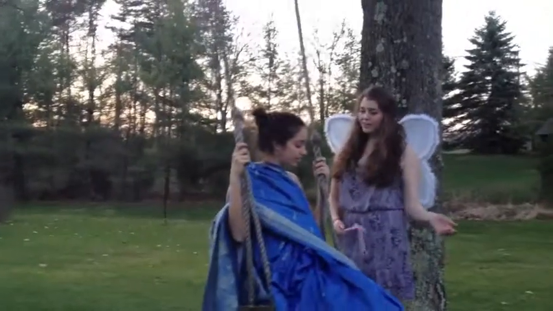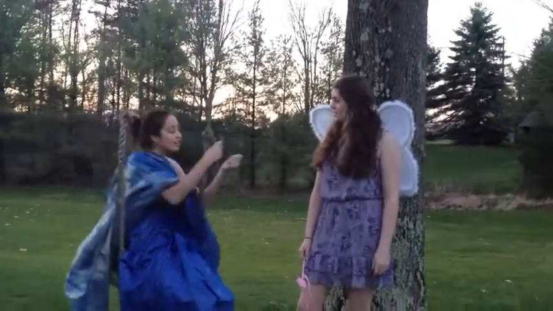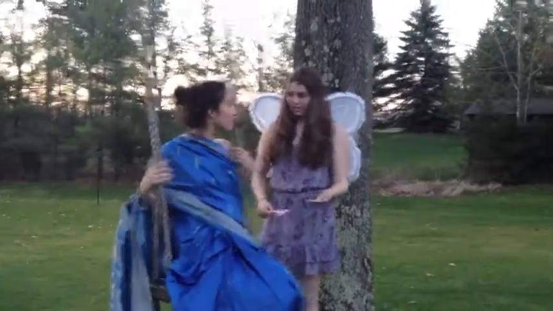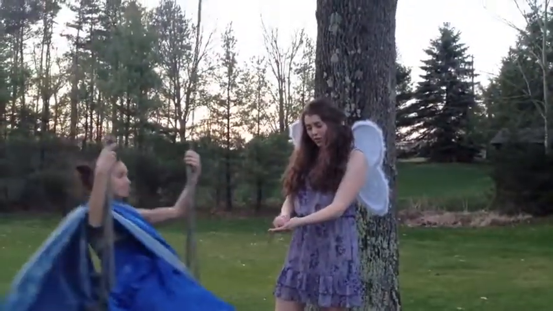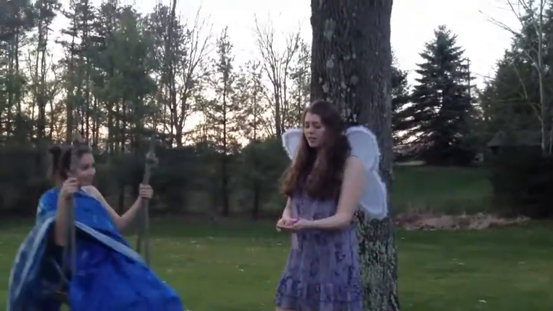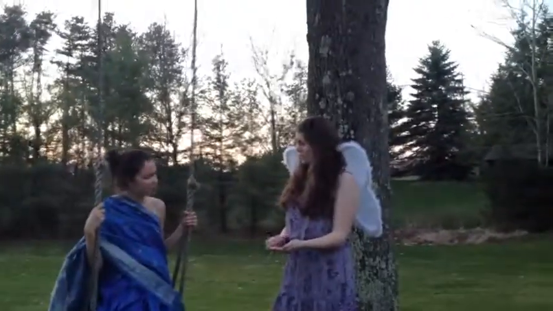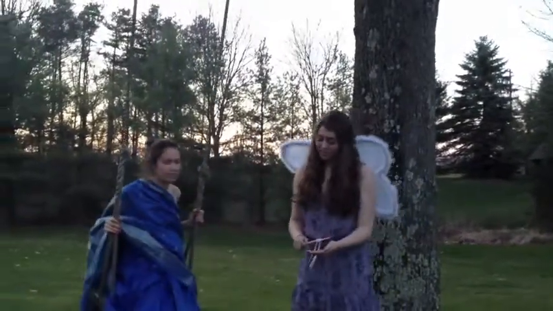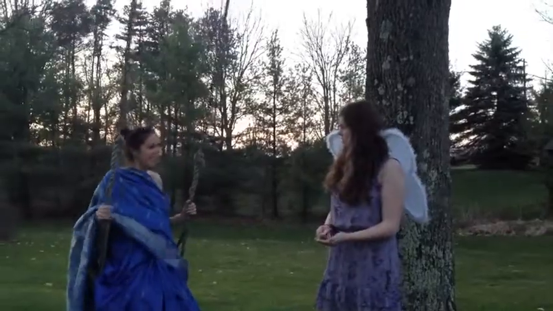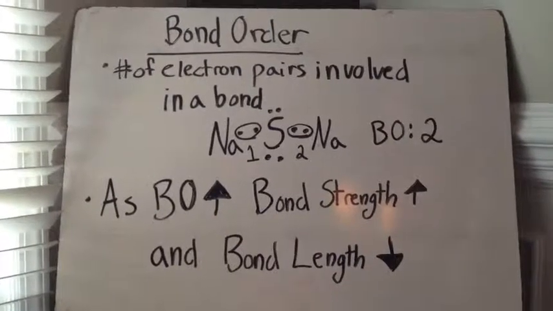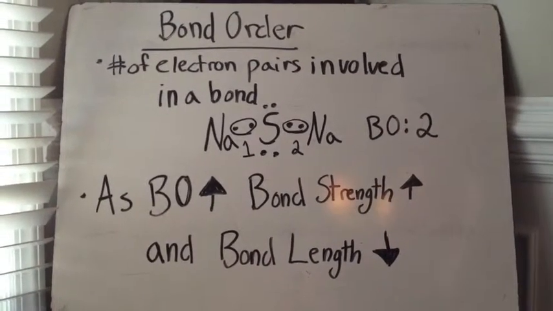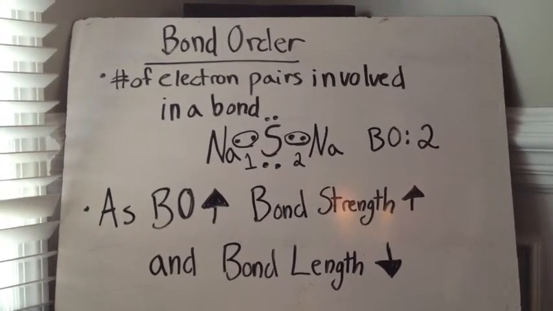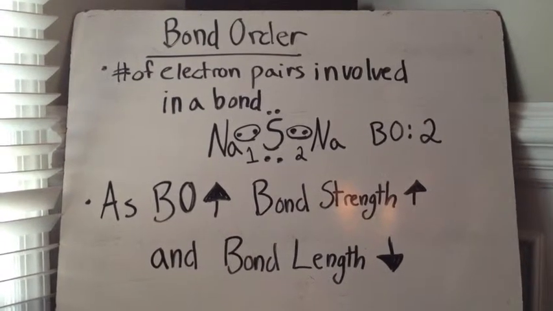So do you have some hair from Aladdin? Well, here is some of my hair, and here is some of Aladdin's hair. Now tell me the strength of our relationship. Well, I'm currently analyzing the bond length and strength of your molecules interacting together. The bond order is really what the bond length and strength depends on. Bond order? What's that? Bond order is the number of electron pairs involved in a bond. So in Na2S, the bond order is 2. As bond order increases, bond strength increases, and bond length decreases.